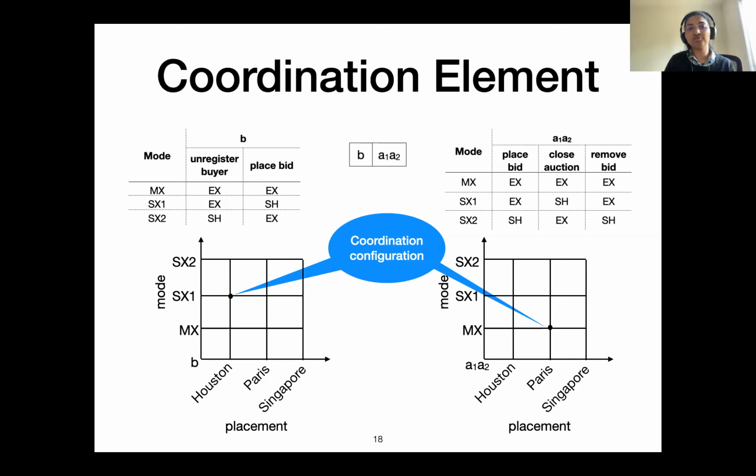For example, the table on the left-hand side represents the mode options for the buyer lock. The first row, MX, represents mutual exclusion, so basically both operations take the lock in exclusive mode. The second row represents the unregistered buyer operation acquiring the lock in exclusive mode, and the place bid operation taking it in shared mode. And the last row does the reverse.